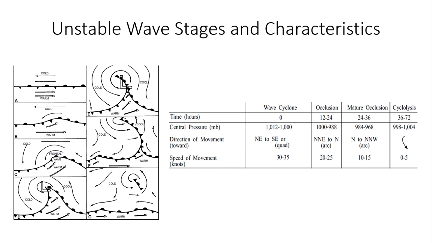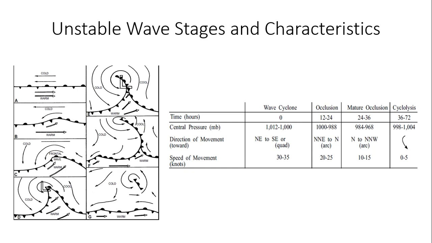If you look at the overall characteristics on the right-hand portion of the slide, you'll notice that initially at the wave cyclone development at the 0 hour, your central pressure may range from 1,000 to 1,012 millibars. But by the time we reach occlusion, 12 to 24 hours later, that cyclone is much more intense at the occlusion stage. The barometric pressure is quite low at the beginning of the occlusion stage, 988 to 1,000 millibars. And then deepening or getting even stronger with much lowering pressure by the mature occlusion stage, where that cyclone is reaching its peak intensity between 984 and 968 millibars. And then finally, cyclolysis, or the decaying of the wave cyclone, where the pressure begins to rise once again.